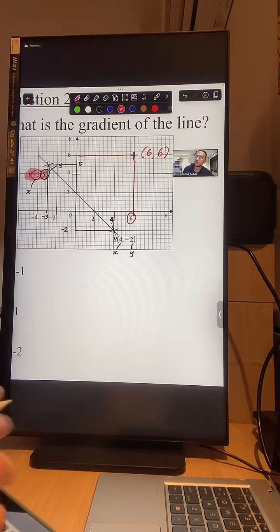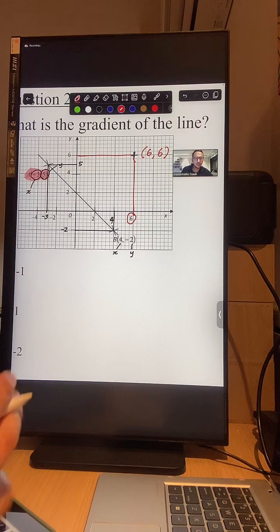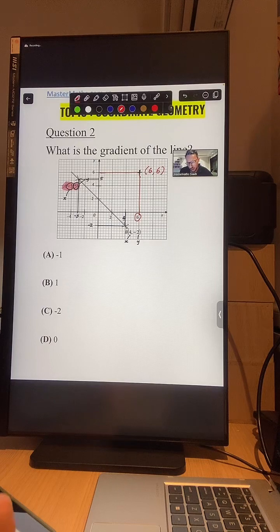So the coordinates of this point over here: 6, 6. Okay, 6, 6. So always be familiar with this. This thing is very important. You need to know, you need to be familiar with it. Now we are going to ask this question: what is the gradient of the line?